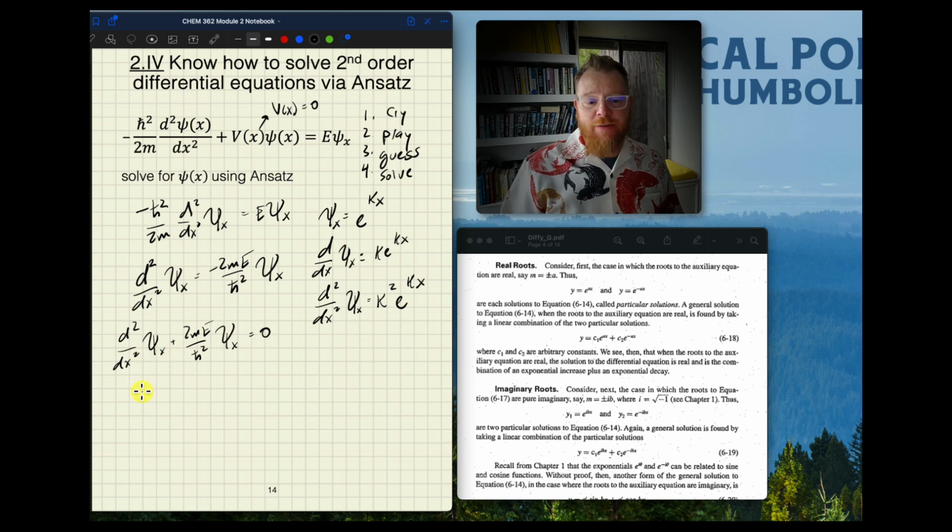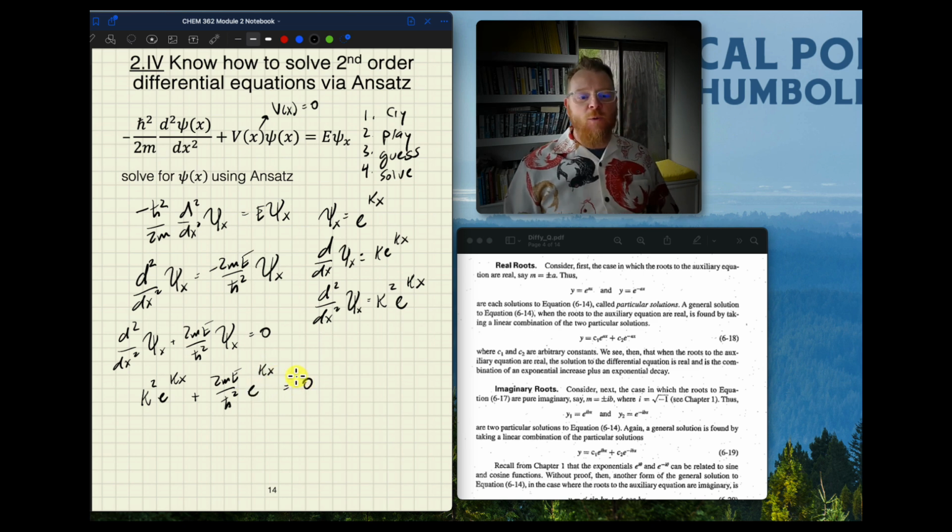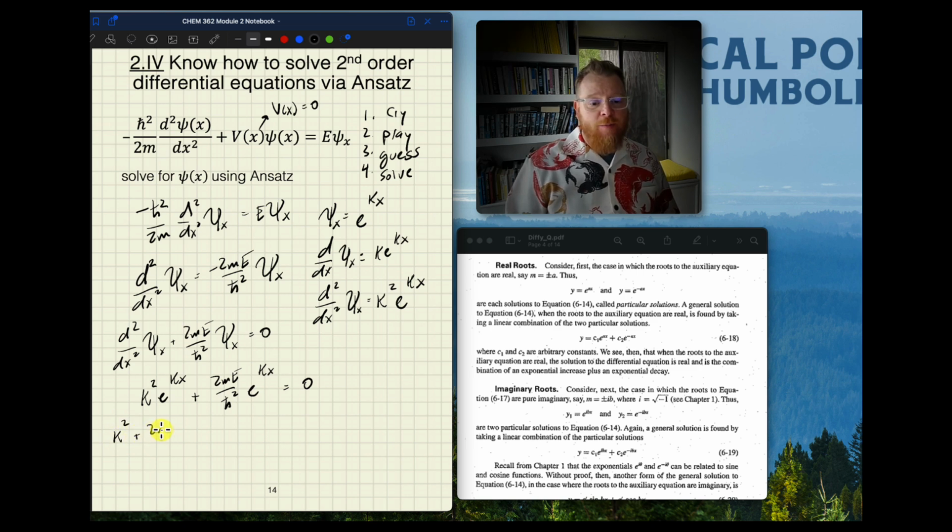So the second derivative of psi of x is k squared e^(kx) plus 2mE over h bar squared times psi, which we guessed to be e^(kx), all equals 0. So now we can drop the e^(kx), just like we did before, and that becomes k squared plus 2mE all over h bar squared equals 0.